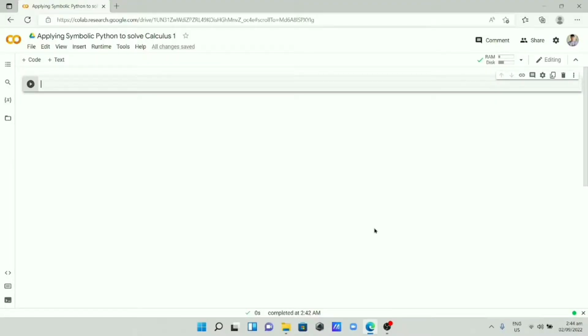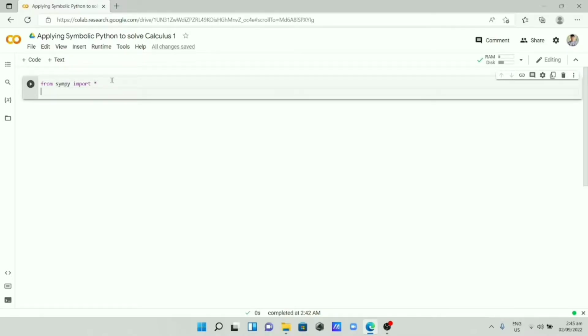Good day, everyone. Today, I am going to solve two problems on limits and two problems on differentiations by applying symbolic Python. To start with, we are going to input our code. From SymPy, we are going to import all the functions. All the functions is represented by this asterisk. And SymPy is defined as a Python library for symbolic mathematics, or what we call the module.